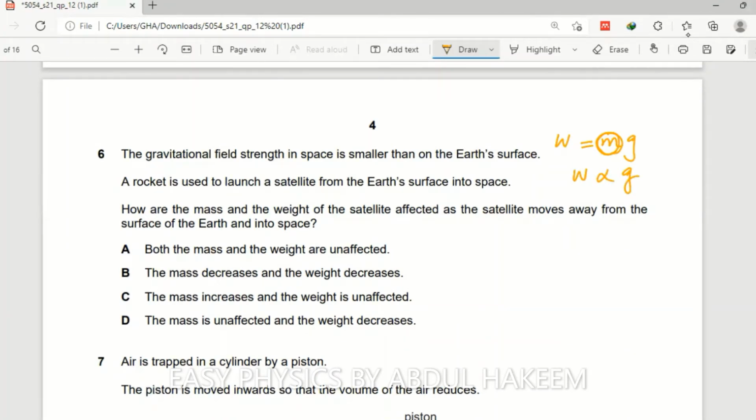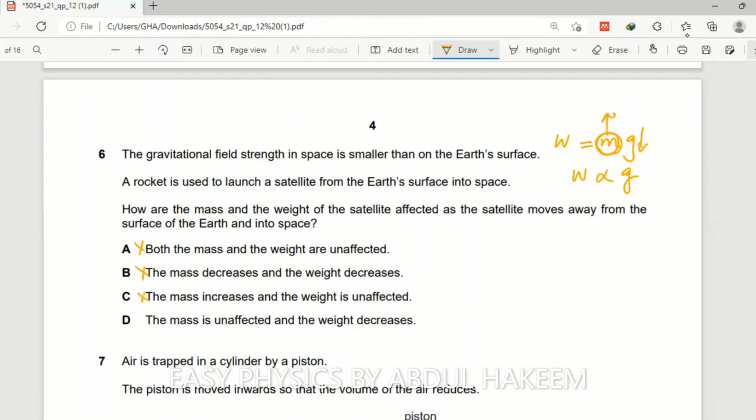A rocket is used to launch the satellite from the Earth's surface into space. How are the mass and the weight of the satellite affected as the satellite moves away from the surface of the Earth and into space? So definitely the mass will remain the same, and due to the small value of g, the weight will be affected. So weight decreases. Both mass and weight are affected? No. The mass decreases? No. The mass increases? No. The mass is unaffected? Yes, it remains the same, and the weight decreases. So the correct option is D.